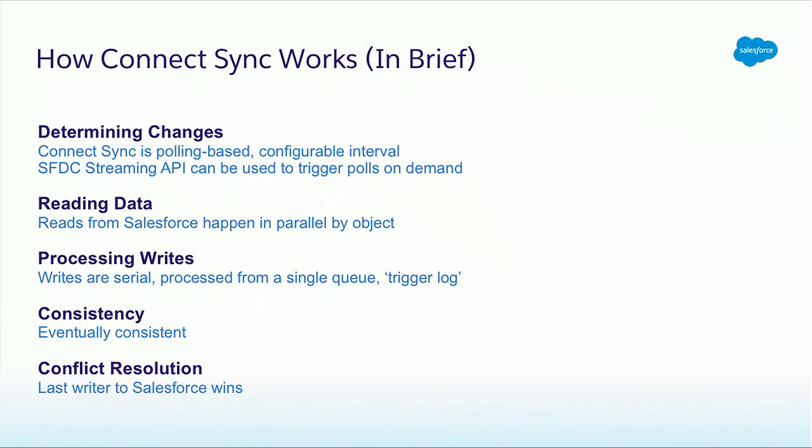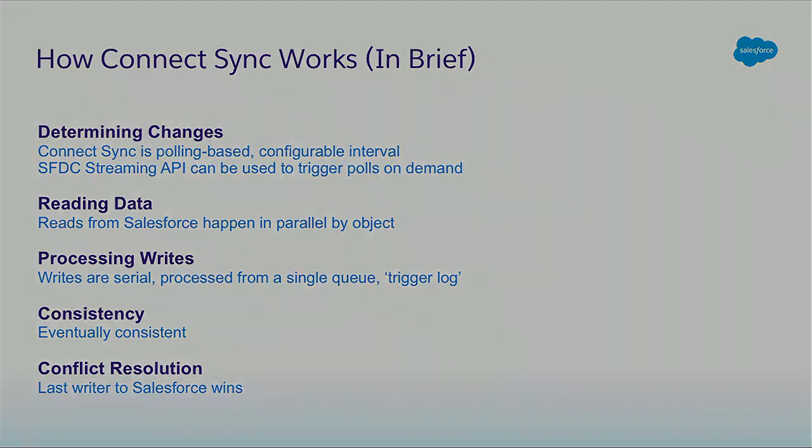Conflict resolution is really simple. The last writer to Salesforce wins. The last writer may be Connect. It could be any other system that's pushing changes into Salesforce. The key thing to remember is Salesforce is a system of record. Connect is the sync engine. Postgres is a copy of a subset of the data.